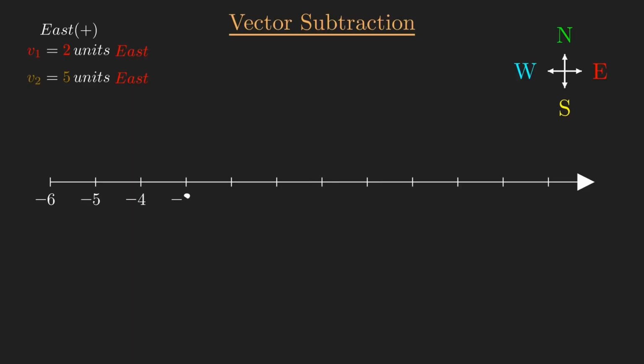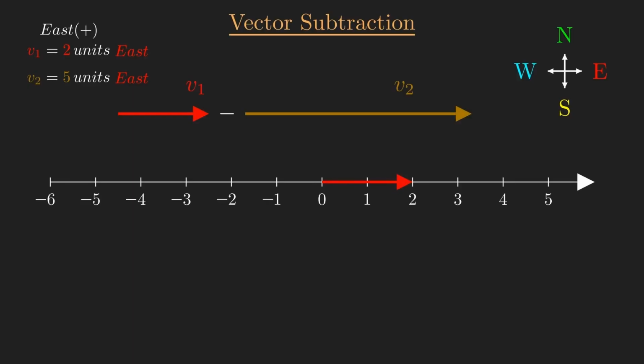Let's look at another example. In this example, I have v1 that is 2 units east and v2 is 5 units east. So in this example, v1 has a magnitude that is smaller than the magnitude of v2. What will be the result of subtracting v2 from v1? So this is my v1, it's 2 units. And that's my v2, which is 5 units.